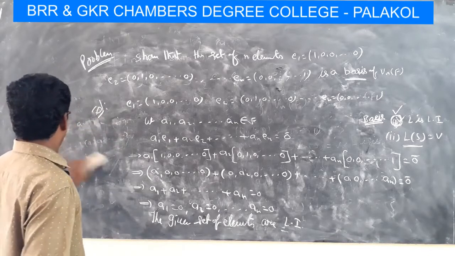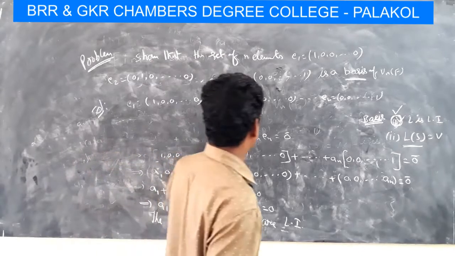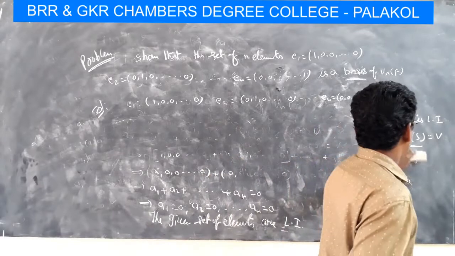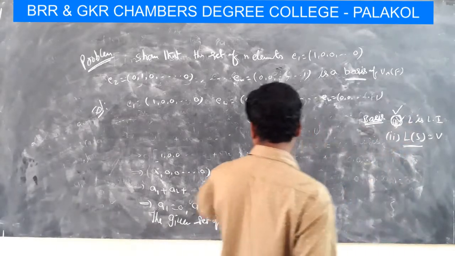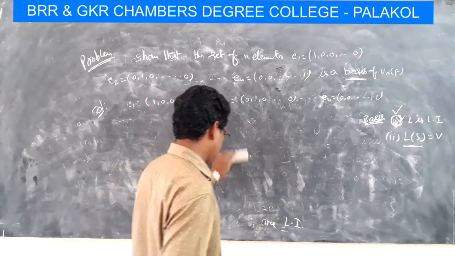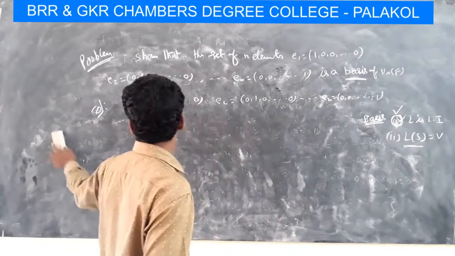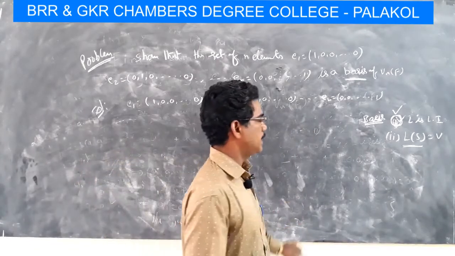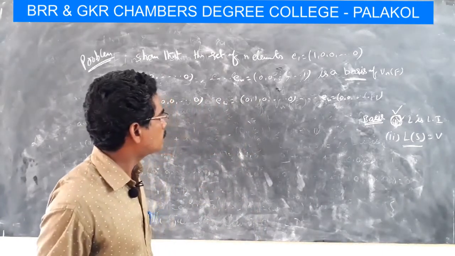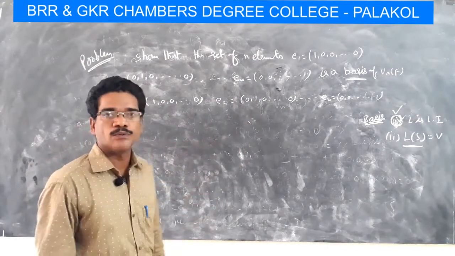Students, already we know the linear span. The linear span means L of S equal to V. Here, suppose L of S is equal to gamma such that gamma equals the sum of ai alpha i, that is, ai into alpha i, that is called the linear span. Now, the second one is L of S is equal to V.